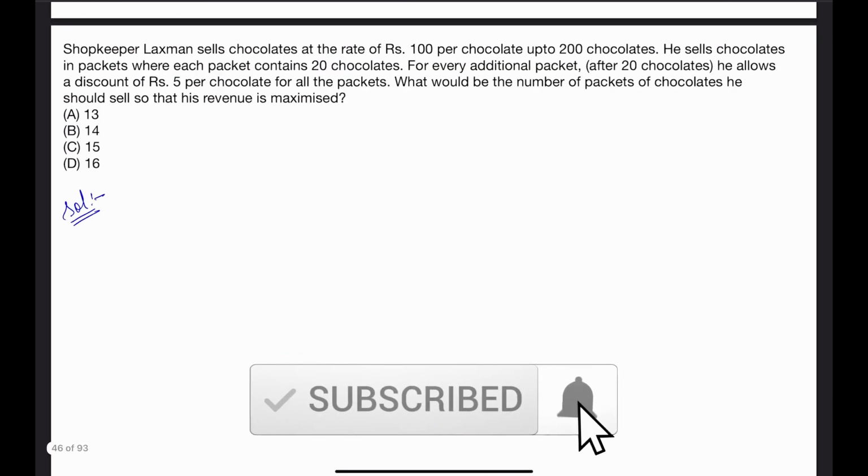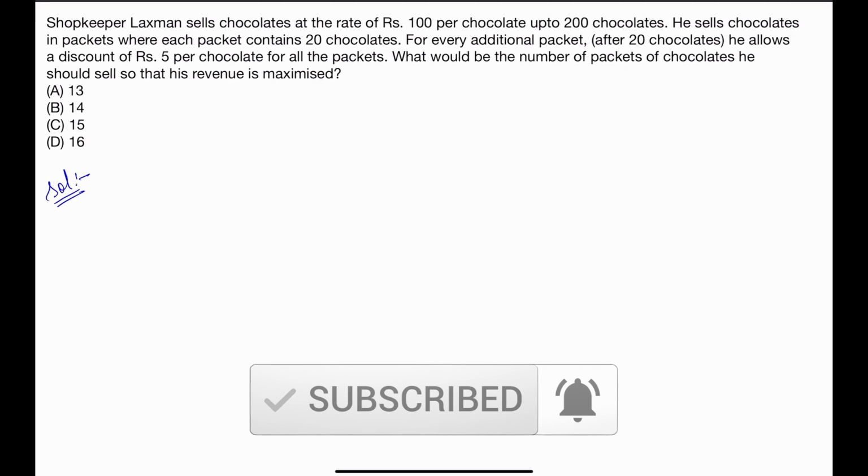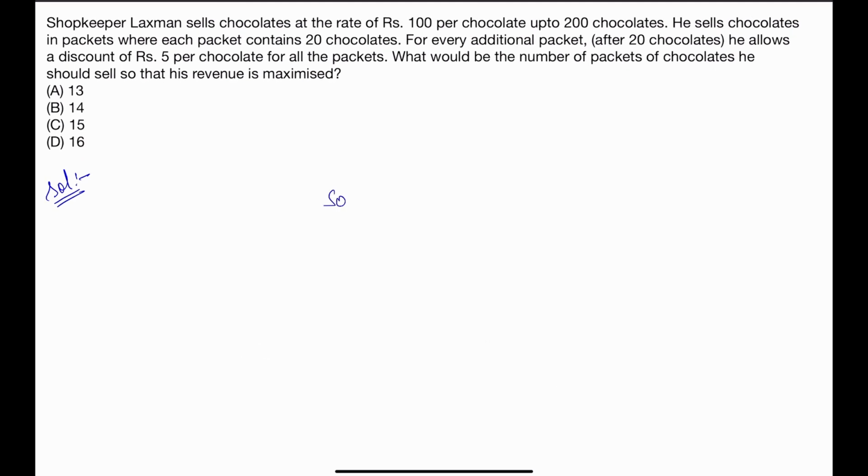Shopkeeper Lakshman sells chocolate at a rate of 100 per chocolate, sold at the rate of 100 per chocolate up to 200 chocolates. Okay, he sells chocolate in packets where each packet contains 20 chocolates. One packet is equal to 20 chocolates.